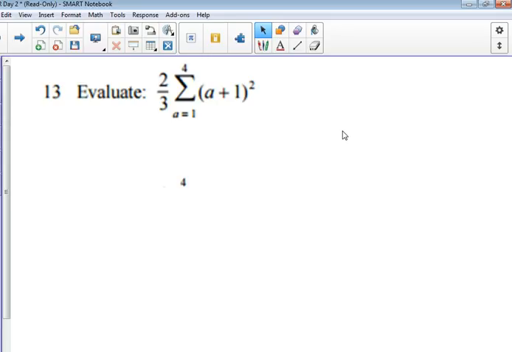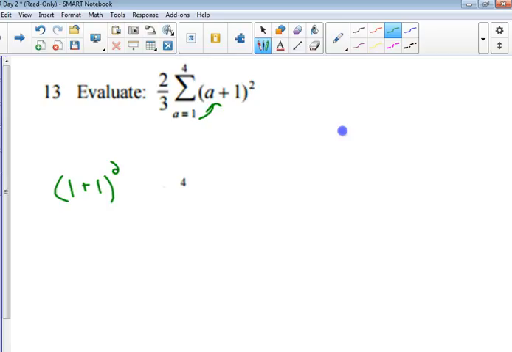Alright, what are we starting with? Plug in 1, good, okay. Let's start with 1, so we put a 1 in, we got 1 plus 1 all squared. What operations go in between? Plus, good. Alright, so we're going from 1 to 4. You have to multiply it by 2/3. Okay, yep, good.